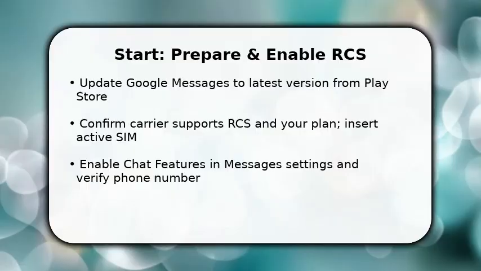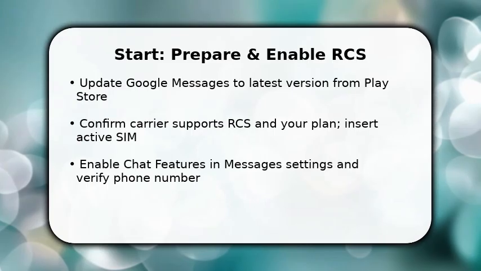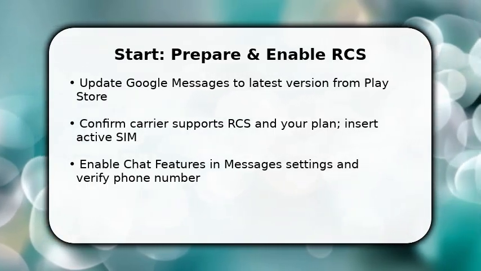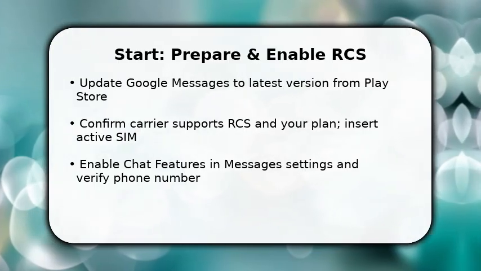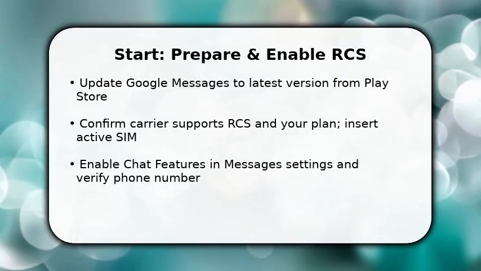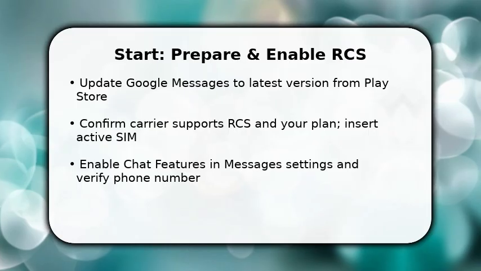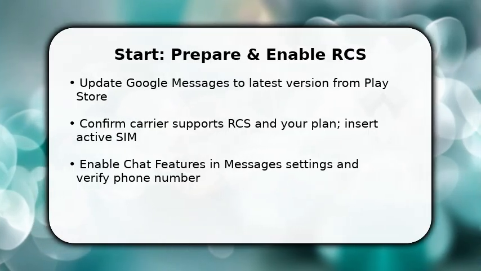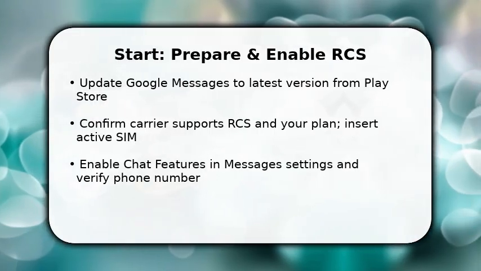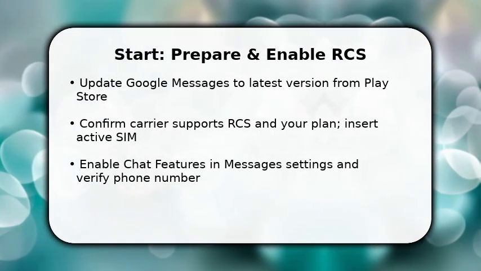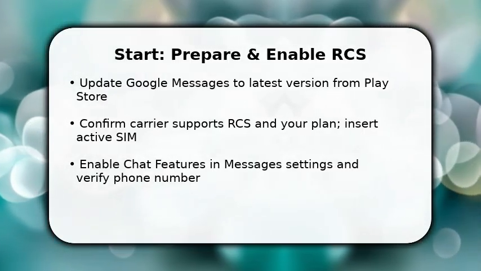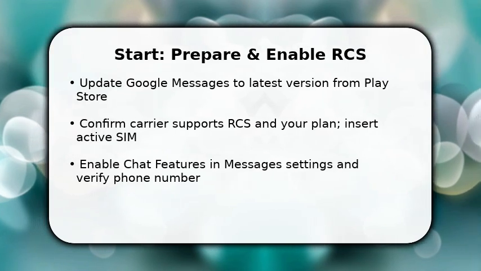Please enjoy the video. You start by making sure the environment is ready. Update Google Messages so it has the latest RCS code, and confirm your carrier supports RCS for your plan and SIM. Once done, open Messages, go to Settings, right arrow Chat Features, and enable them. This registers your number with the RCS service. If registration stalls, toggle airplane mode briefly to force a re-register sequence. These steps prepare the phone and network so RCS can authenticate and function correctly.